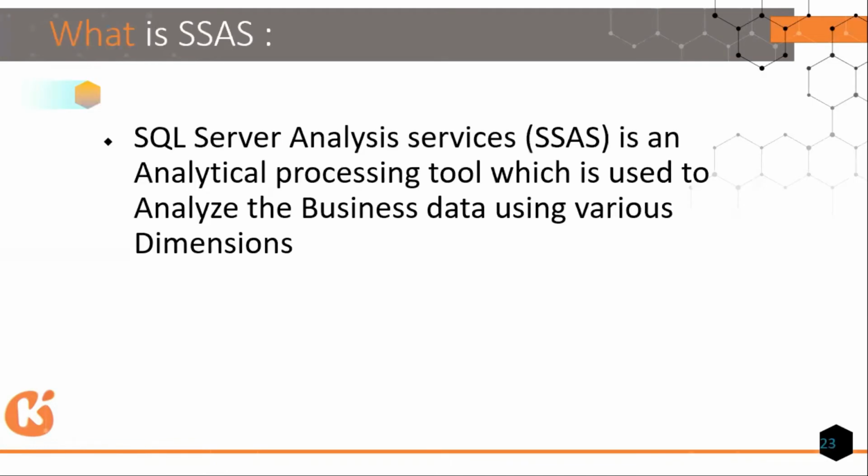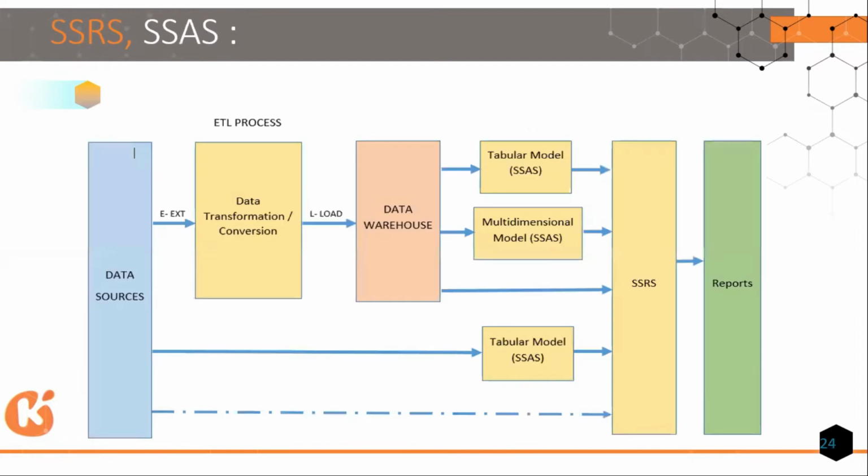SSAS. Okay. SQL Server Analysis Services is an analytical processing tool which is used to analyze the business data using various dimensions. So in this diagram, you can see where SSRS and SSAS will come into the picture. On the left side, we have data sources. Till the data warehouse, we have seen the process, right? From data source to extraction, transformation, and loading into the data warehouse.